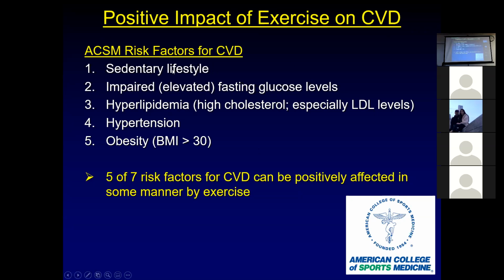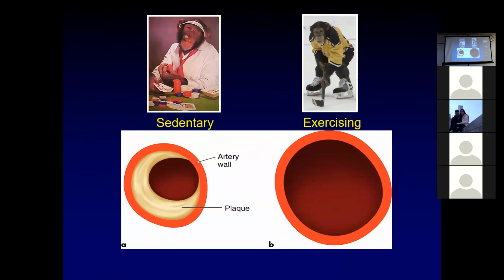When you are more active, it improves all of these risk factors. And when you can improve all of those risk factors, you're less likely to have atherosclerosis, less likely to have coronary artery disease, less likely to die from cardiovascular disease, so your all-cause mortality goes down. Okay? So, fun things to look at.